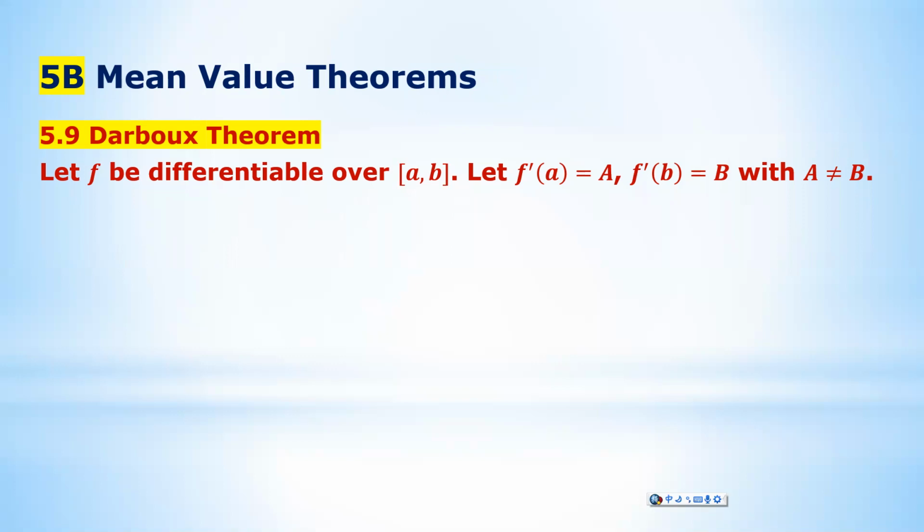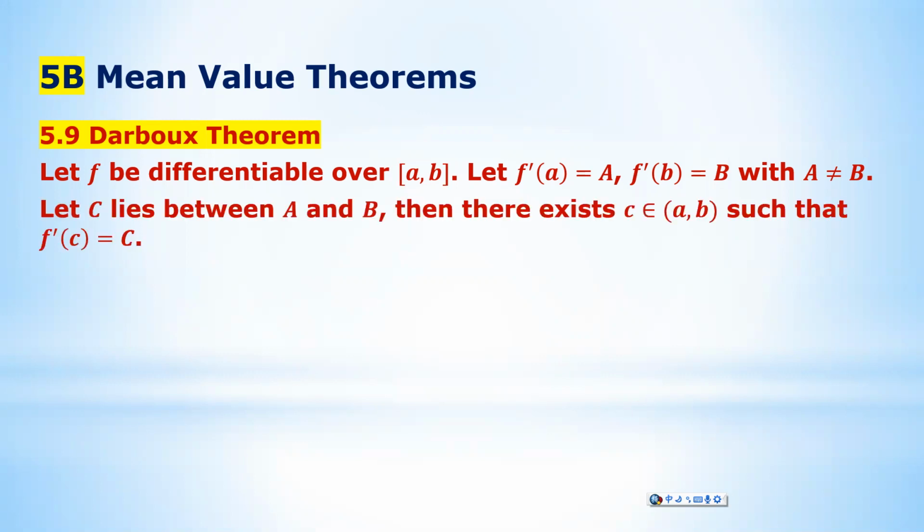So here, what we are assuming is f is just differentiable over [a, b], including the endpoints a and b. Let's say that on the left side, the derivative at a equals capital A. At the right endpoint, the derivative equals capital B, assuming A is not equal to B. Now, this theorem says that if I choose a value c between capital A and capital B, then there always exists a point in (a, b) such that the derivative at this point is exactly equal to c.